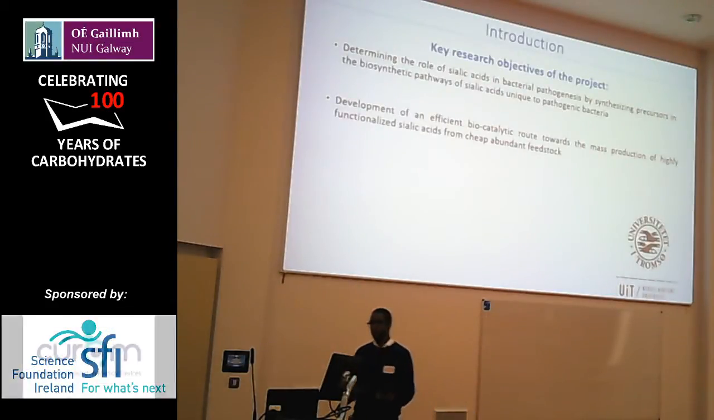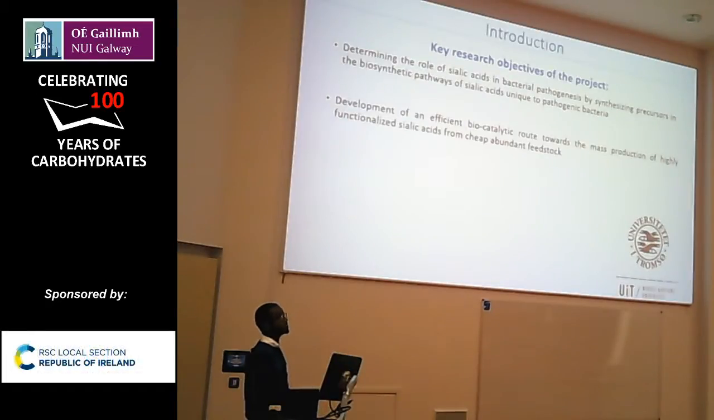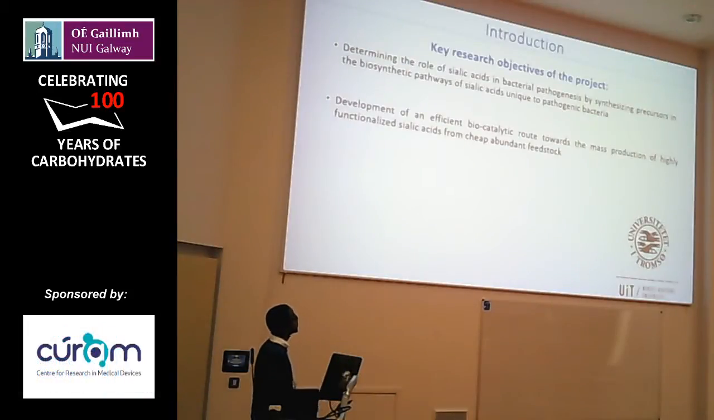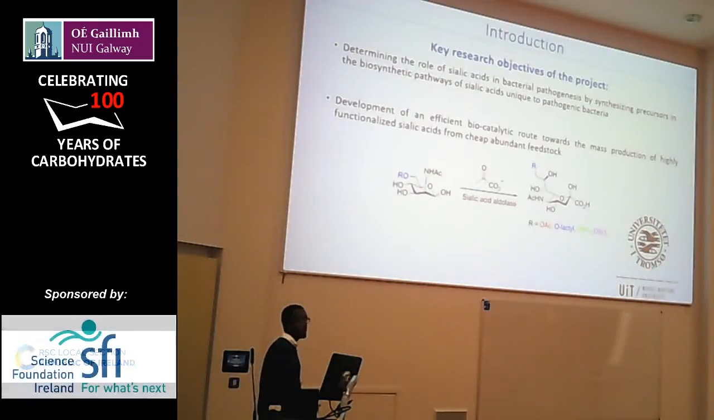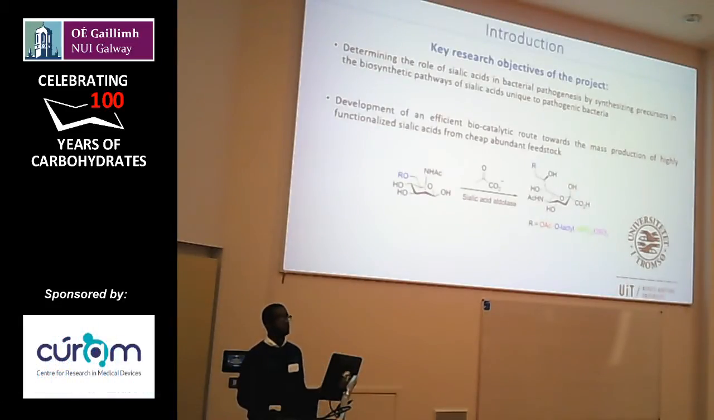So what are some of the key research objectives in our group? We're interested in trying to understand the role these sialic acids play in bacterial pathogenesis, and we're a synthetic carbohydrate chemistry group. So we'll be working to synthesize precursors which we believe to be in the biosynthetic pathway of these sialic acids in the pathogenic bacteria. We're also interested, in conjunction with collaborators at the University of Tromsø, in developing an efficient biocatalytic route towards mass production of highly functionalized sialic acids from cheap, abundant feedstock.